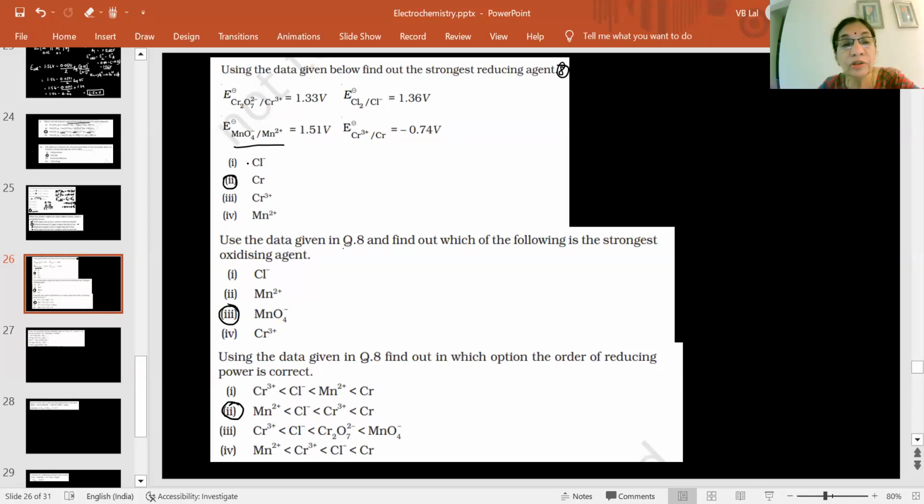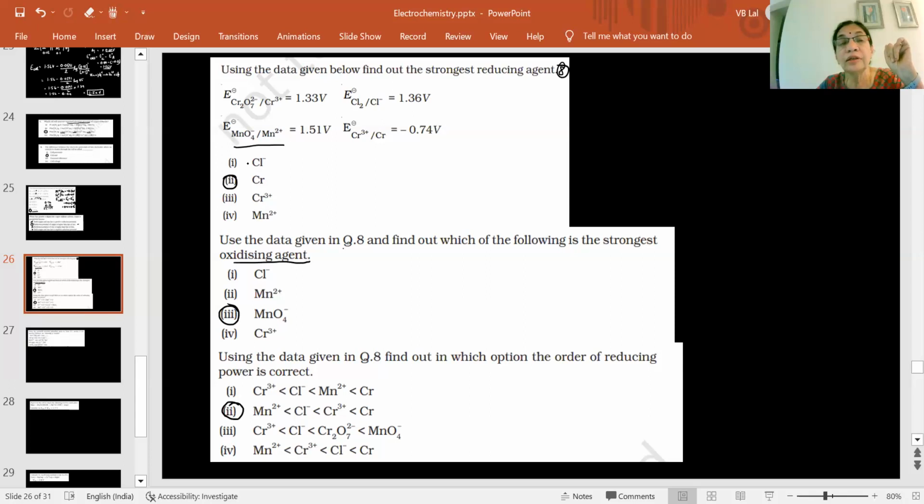We have to find the strongest oxidizing agent. The strongest oxidizing agent is the one which has the highest reduction potential, right? So now here you see what is given here is MnO4- to Mn2+. That is the oxidation potential.